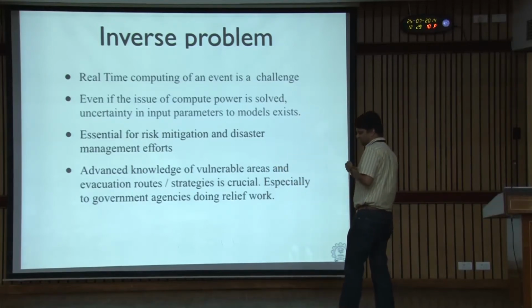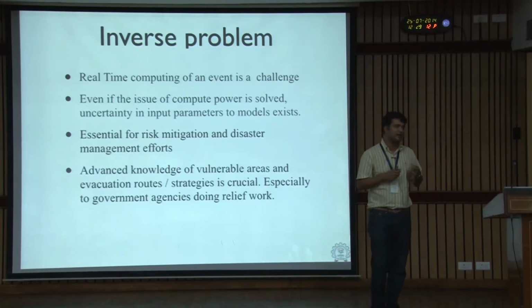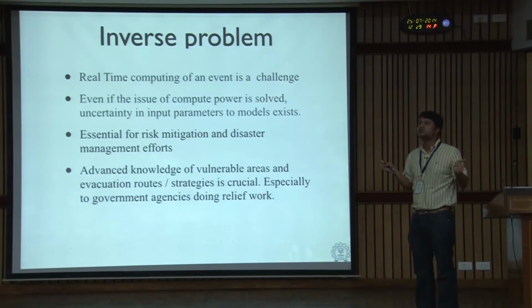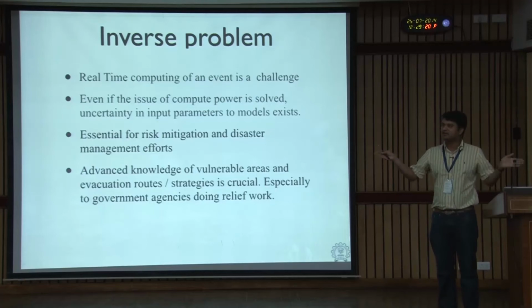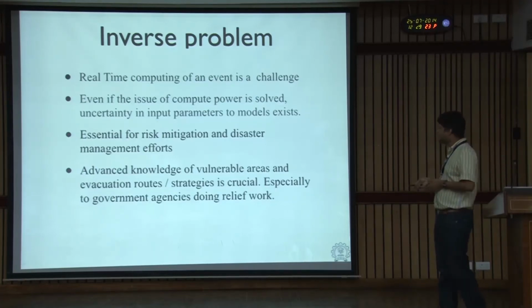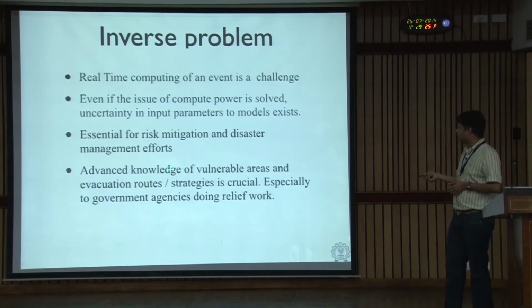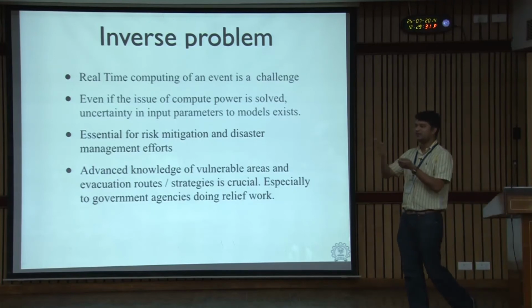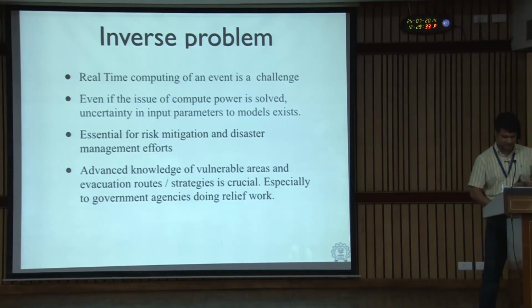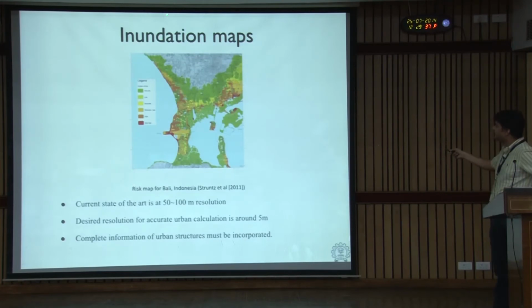So what government agencies or emergency agencies would really like to do is to keep several scenarios ready and do a superposition of them. Okay, so you want to compute a wide spectrum of possibilities and then identify vulnerable areas, evacuation routes, and strategies. So you typically want to generate what are known as inundation maps. This is an inundation map of Bali, where they have identified, under various scenarios, the most probable locations where flooding, etc., could occur.